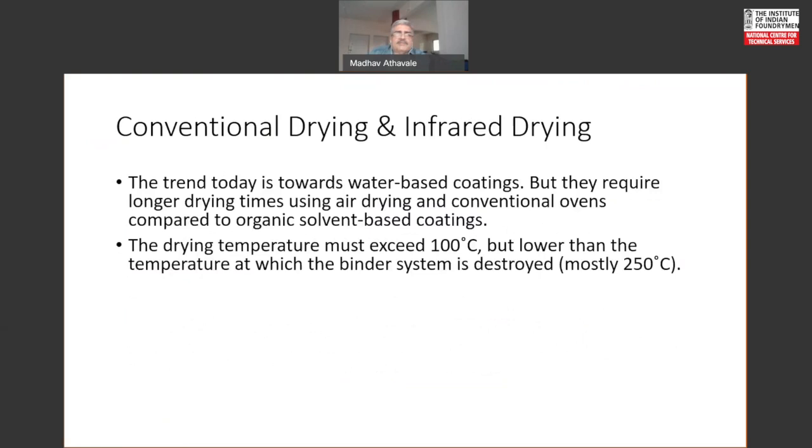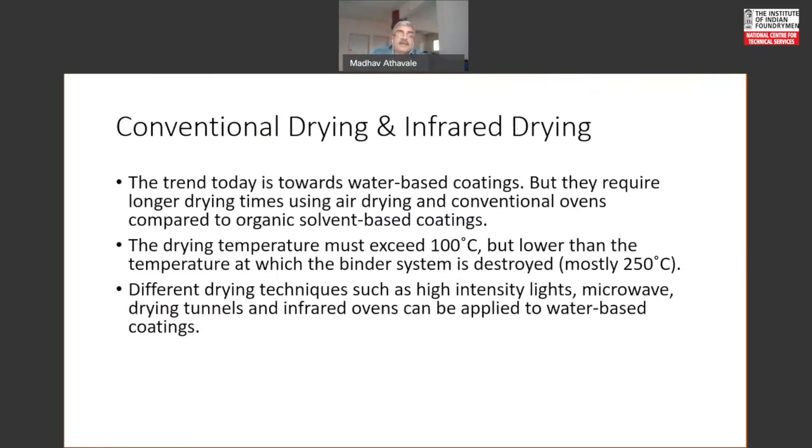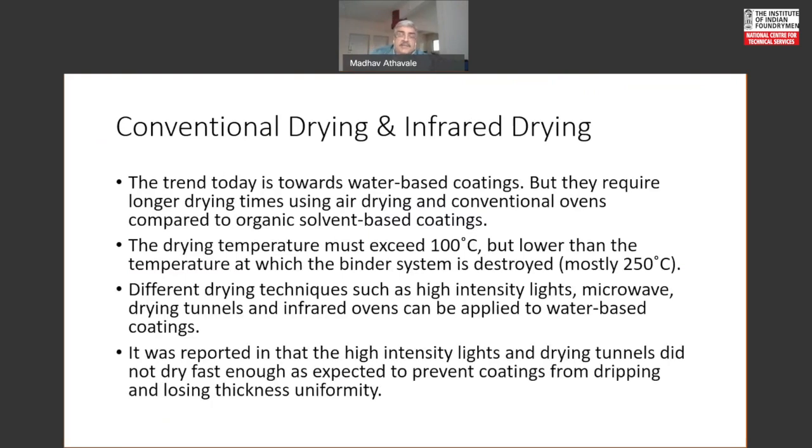The trend is for water-based coatings, which require longer drying time. Drying temperature has to exceed 100 degrees centigrade, but it has to be lower than 250 degrees, otherwise organic binders will get destroyed. There can be various techniques which can be used. It can be high intensity lights or microwaves or drying tunnels and infrared ovens. The experience has been that high intensity lights and drying tunnels many a times will not dry fast enough. So the dripping of the coating can happen and thickness of the coating can become non-uniform.